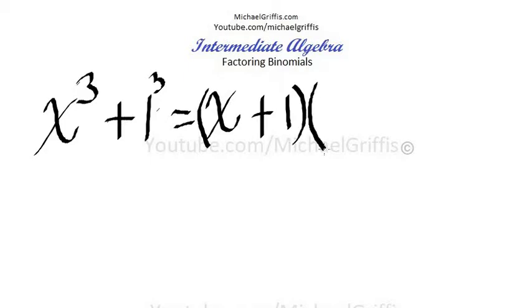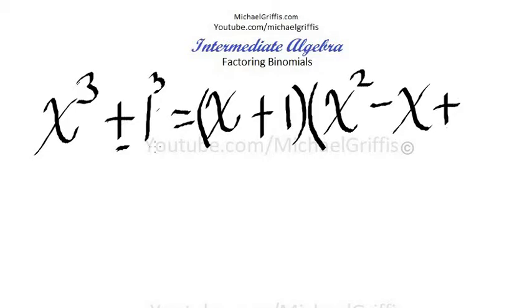times x squared. Now remember, we're going to write a minus there. It's the opposite of whatever this sign is here. And then we do 1 times x, and 1 times x is just x, plus whatever that number is squared. 1 squared is 1.